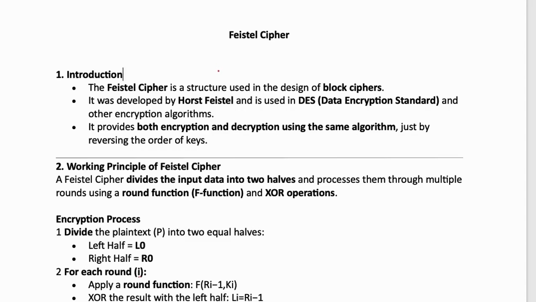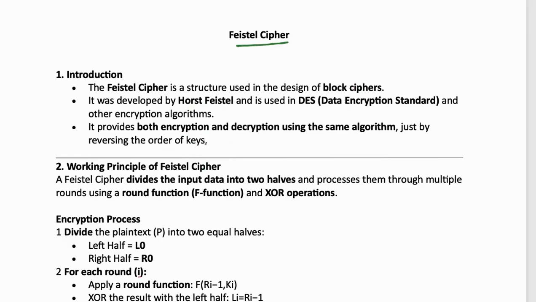In this session, we will learn about the Feistel Cipher. The Feistel Cipher is a structure used in the design of block ciphers. Already we know about block ciphers. So this Feistel Cipher is a structure used to design block ciphers. It was developed by Horst Feistel and used in the Data Encryption Standard and other encryption algorithms.